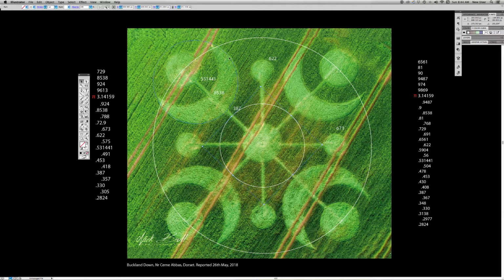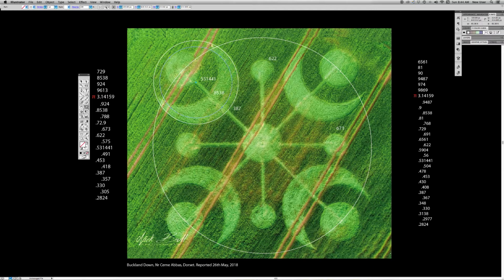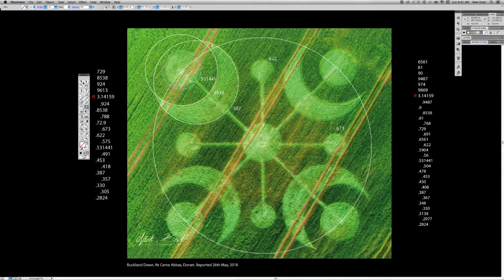I don't think this has got anything to do with Earth and Mercury, but same ratio circle. Now if I reduce that by 8538, I get this outer circle, that one there, and then reduce that by 53.1441, I get that circle there.